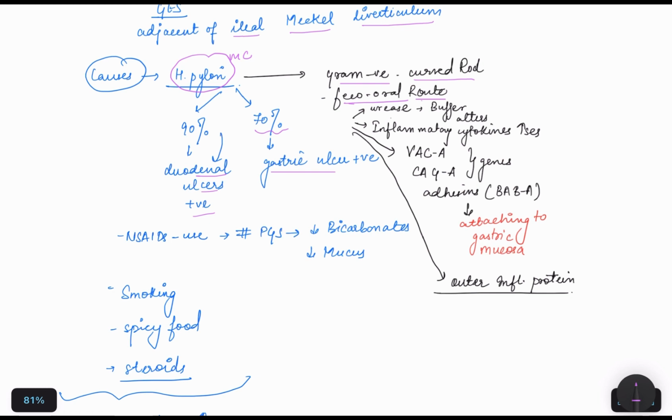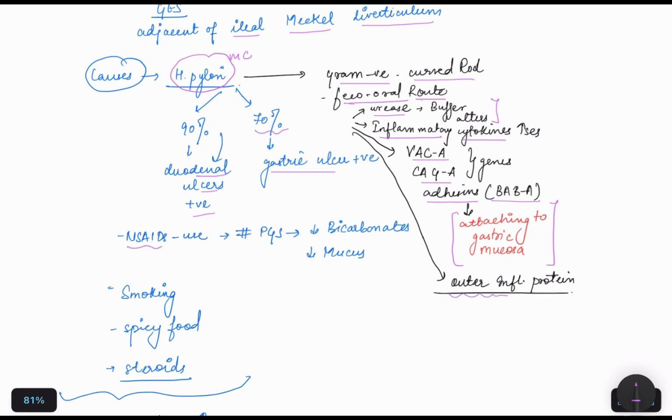H. pylori produces urease, which alters the buffer system of the stomach, and it also produces inflammatory cytokines, which are responsible for inflammation of the stomach wall. It has some genes like VacA and CagA, and it also produces adhesins like BabA, which is responsible for attachment to the gastric mucosa. And it also produces outer inflammatory proteins.